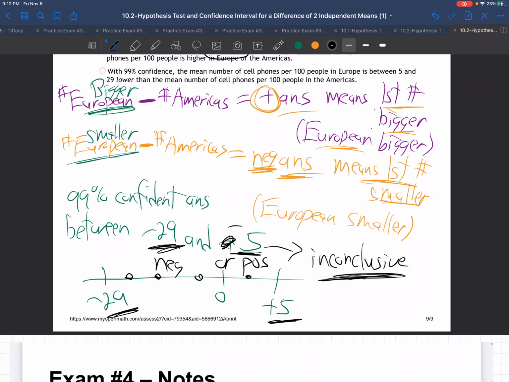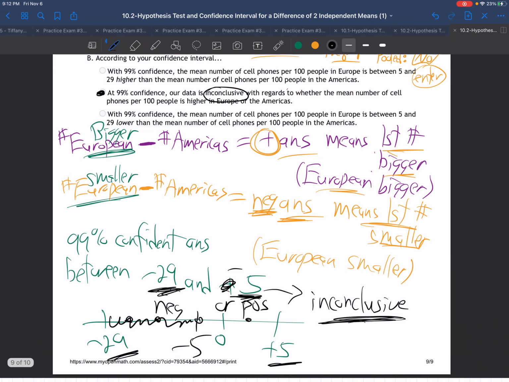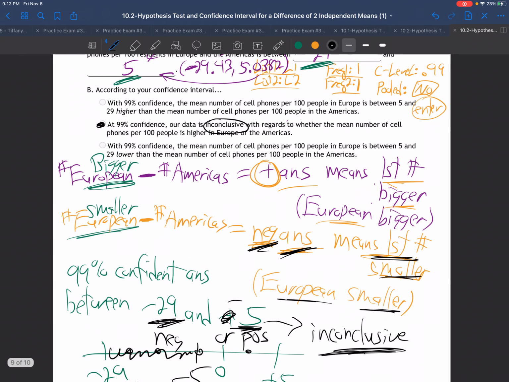Now, if both these answers had been negative, like if this had been negative 5, then I would say, oh, the numbers between negative 29 and negative 5, well, that means it's negative, right? Because negative 5 would be over here. If it's for sure negative, then we would say, oh, a negative answer means the first number is smaller, the European is smaller. And I would have said, oh, the European is lower. That's what I would have said if both of my numbers were negative. They were not, so I can't say that.